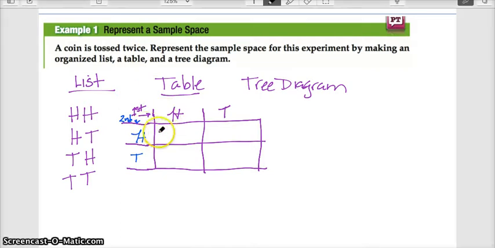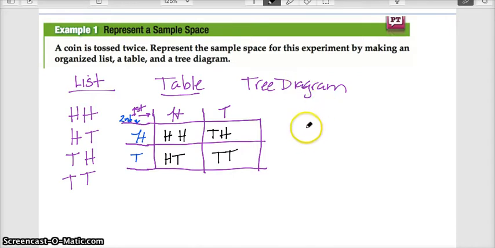And so for the first situation, the first outcome, we could have heads and then another heads, right? And then for this one, we could have tails on the first toss and then heads on the second toss. Again, heads and tails, and then finally tails and tails. So this is a way of organizing it in a tabular or table form.